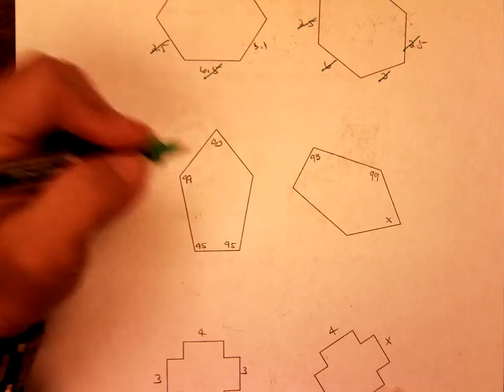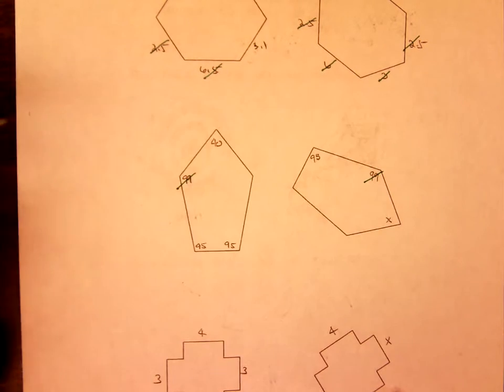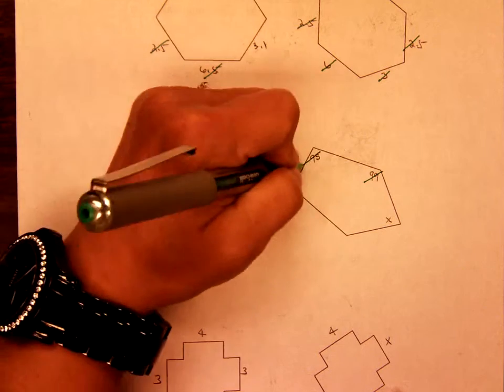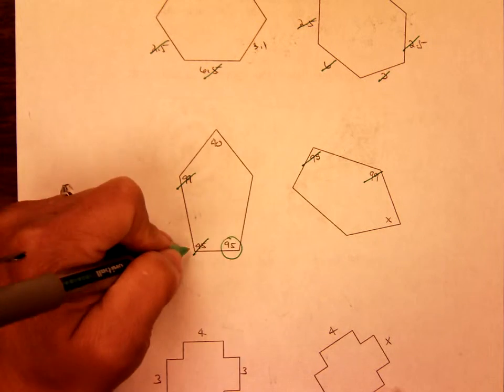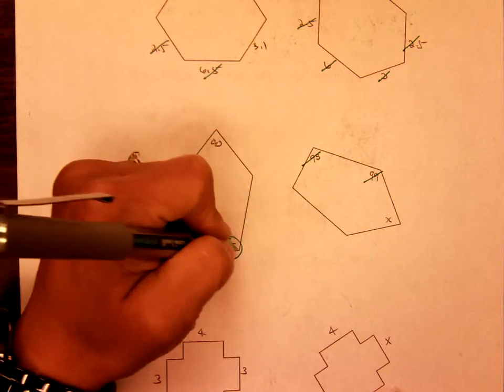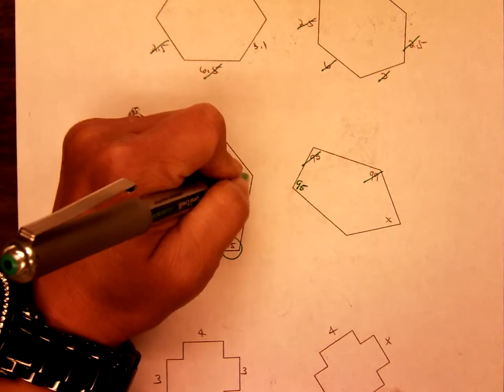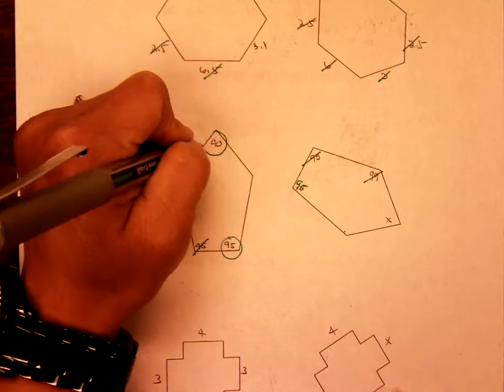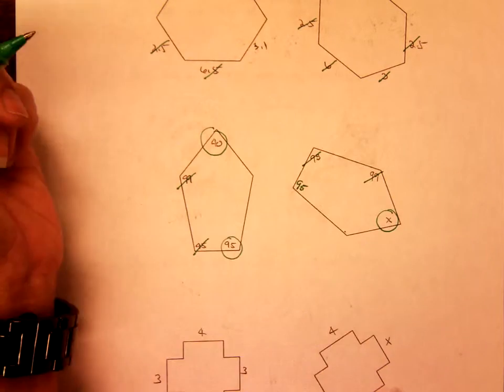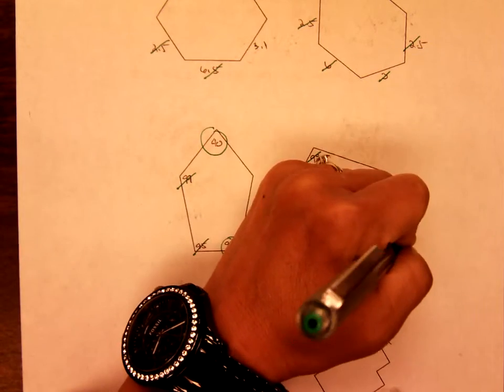This one here, look at the degree. If this is 99, okay, this is 95, and this on the bottom, if you look at the picture, it should be 95, okay. This is your missing, and this one right here is your x. So this would be 40 degrees.